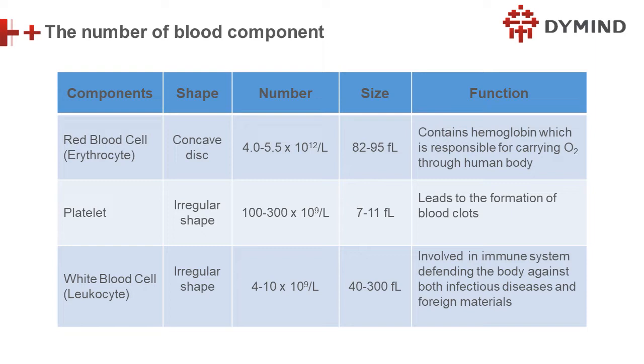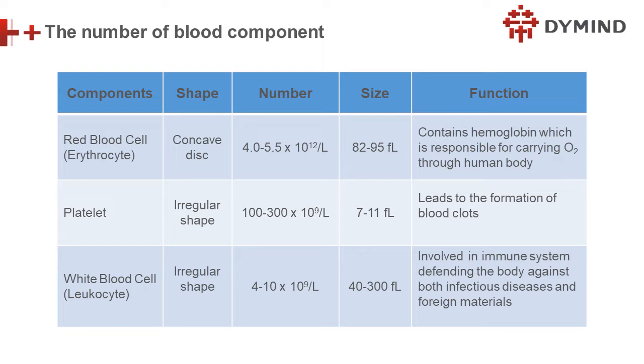So platelet is very important in IVD theory. And now this machine, the hematology machine, is very useful for counting the platelet. So the third one is the white blood cell. White blood cell is irregular in shape, but the size is very big. Remember the size is from 40 to 300 fL. And what's the function of the white blood cell?